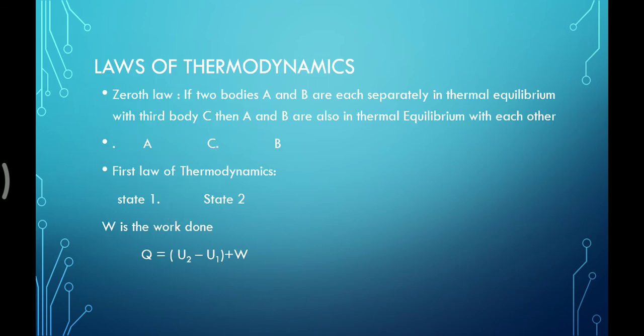The first law is the zeroth law. According to the zeroth law, if two bodies A and B are each separately in thermal equilibrium with a third body C, then A and B are also in thermal equilibrium with each other. That is, you have taken three materials A, C and B, but A and B are not in direct contact; each is in direct contact with C. So through C, we can tell A and B are also in thermal equilibrium, because C is connecting A and B, under the condition that A, C, B are perfectly conducting materials.